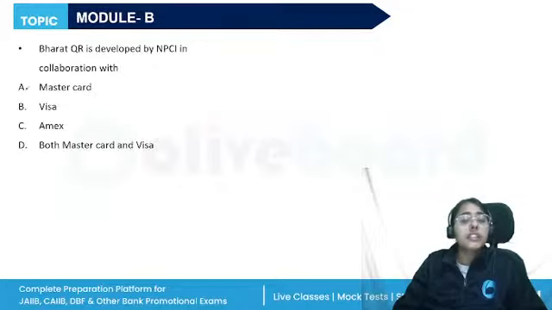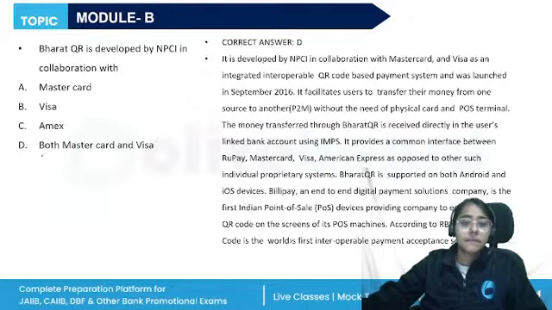Then we have the Bharat QR, which is a QR code based payment system. It is developed by NPCI. This is what the question is telling us. But NPCI has developed the Bharat QR in collaboration with MasterCard, Visa, American Express, or both MasterCard and Visa. So the correct answer is option D.